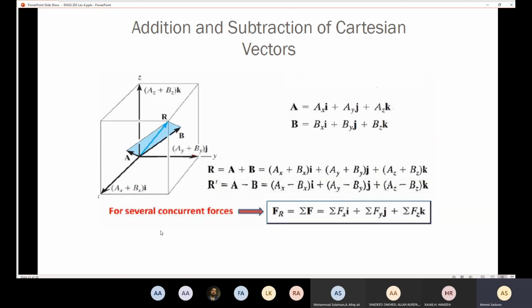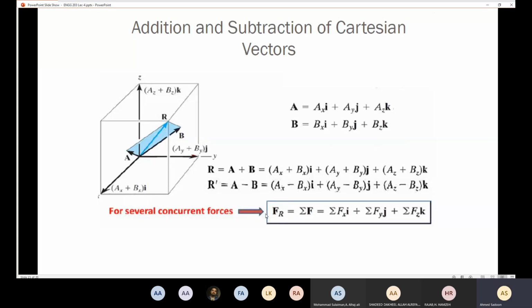So now I have only two forces. Maybe I'm going to have three forces, four forces. It doesn't really matter because I'm going to say that the resultant is going to equal the summation of the forces in X. So maybe I'm going to have C. So C vector is going to equal CXi plus CYj plus CZk.